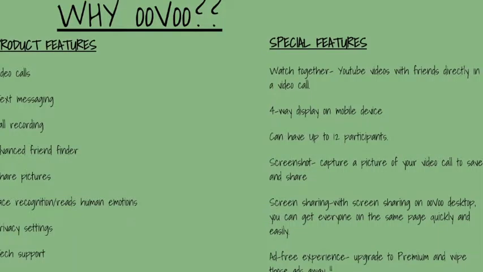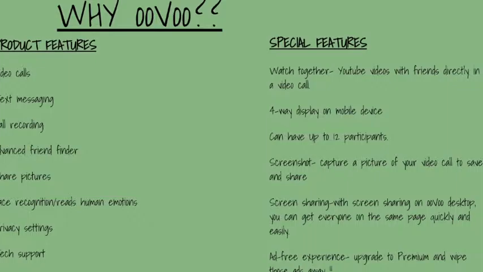Why ooVoo? Well, some of its features are video calls, text messaging, call recording, advanced friend finder, sharing pictures, a face recognition which reads human emotions, privacy settings. These are especially appreciated by parents of unsuspecting children, and the tech support.